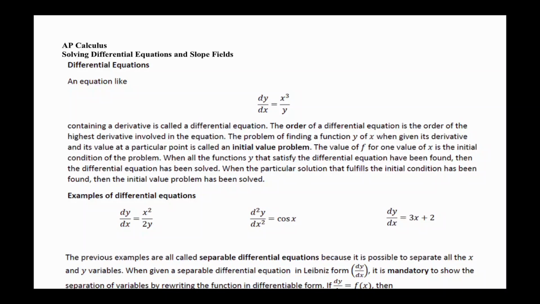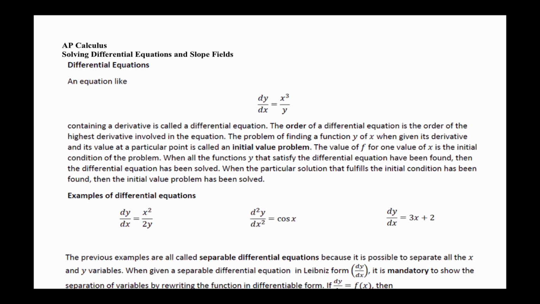Okay. The next section is actually two small lessons in one, which I moved into one because each of them on their own is pretty small. The first one is what we call solving differential equations. And then the second one, slope fields. So solving differential equations. Well, what in the world is a differential equation?